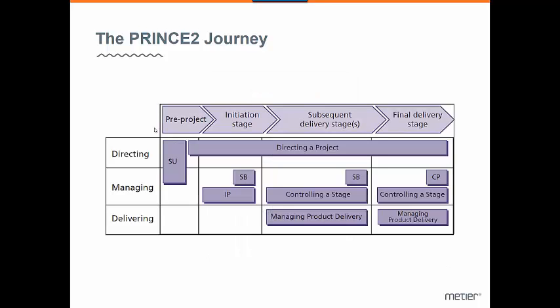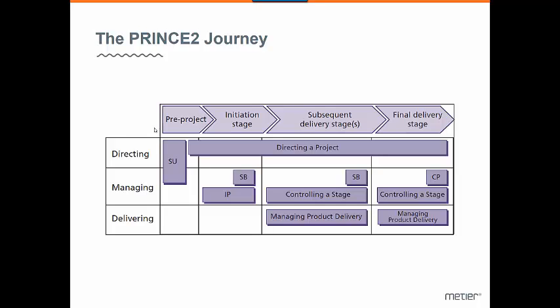And this is how it looked, the PRINCE2 Journey from the PRINCE2 2009 manual. So PRINCE2, not PRINCE2 Agile, but just PRINCE2. You have your three management layers: directing, managing, delivering. So the project board, the project manager, the team manager level, and then you see the journey, the timeline through the project with pre-project, initiation stage, delivery stages, and the final delivery stage. All very good, makes sense for a lot of people.